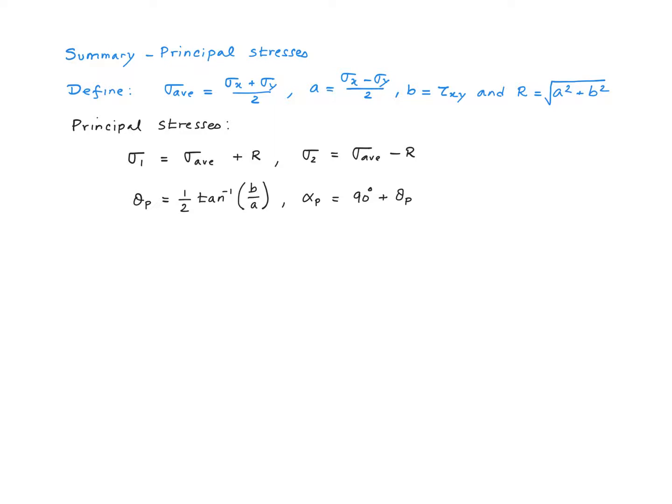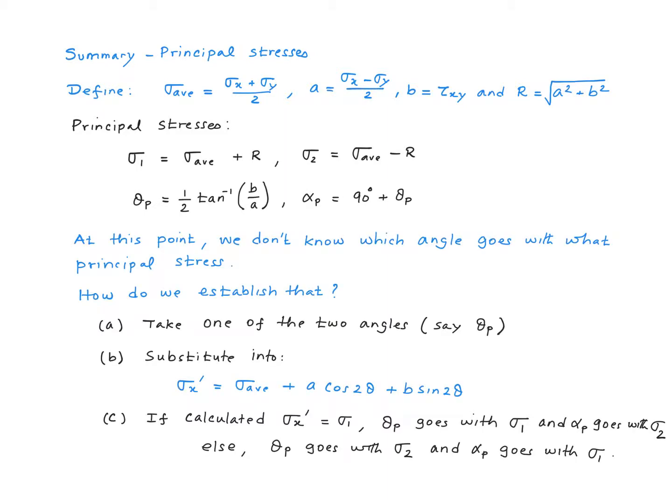So here's a little summary. We got two principal stresses, sigma 1 and sigma 2. Sigma 1 is sigma average plus r. Sigma 2 is sigma average minus r. And we got two angles, theta p and alpha p. But here's a little problem. We don't know which angle goes with what principal stress. So how do we establish that?